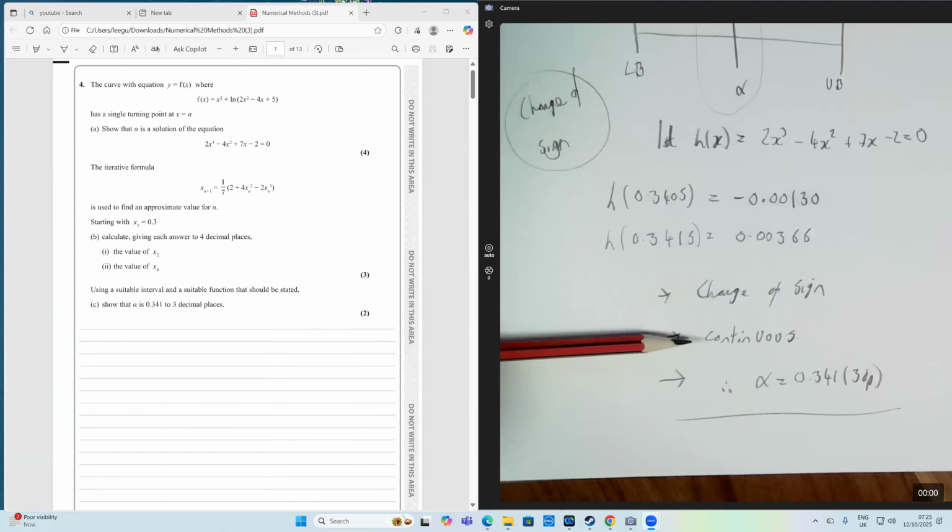You would need to mention, very important, that the curve is continuous, okay, that there are no asymptotes in there. And then once you've got those 2 points, you can say, therefore, alpha is 0.341, correct to 3 decimal places.